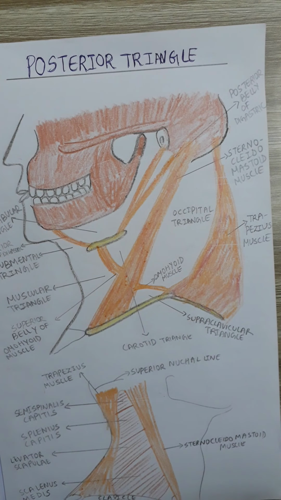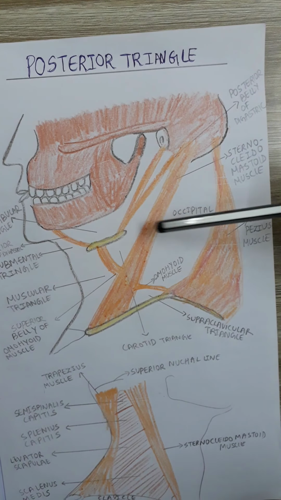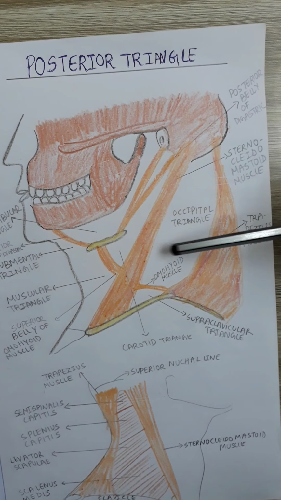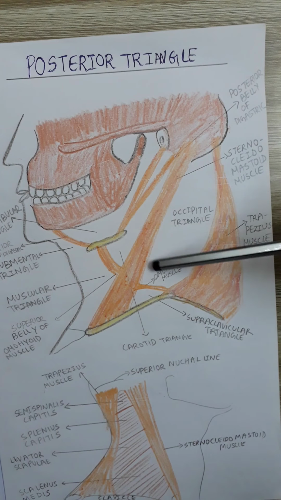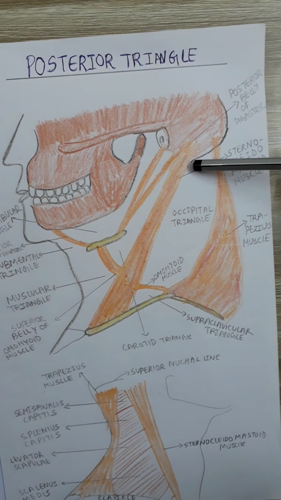In today's video we'll be discussing the posterior triangle. As we all know, the sternocleidomastoid muscle is the key muscle of the neck. It divides the neck into the posterior triangle and the anterior triangle. In today's video I'll discuss only the posterior triangle, its boundaries and its contents.